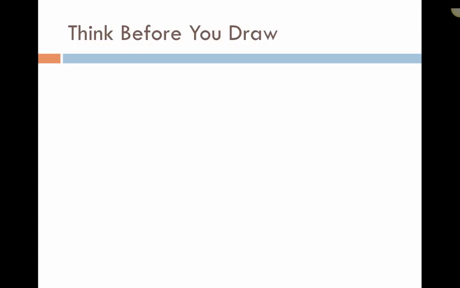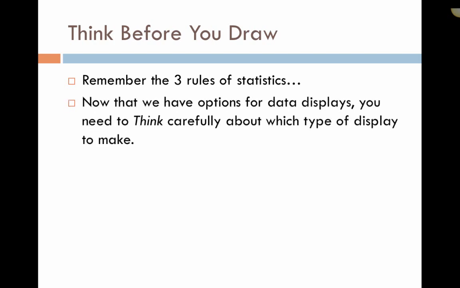We have to think before we draw. So remember the 3 rules of statistics: make a picture, make a picture, make a picture. Now that we have options for data displays, we have to think carefully about what type of display to make. We know how to make pie charts, bar graphs, segmented bar graphs, dot plots, stem and leaf plots, and histograms.